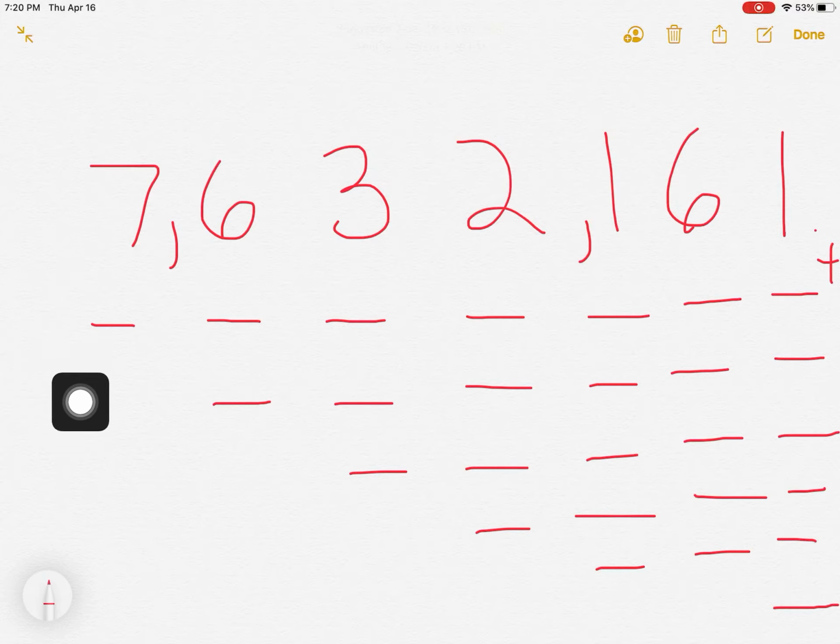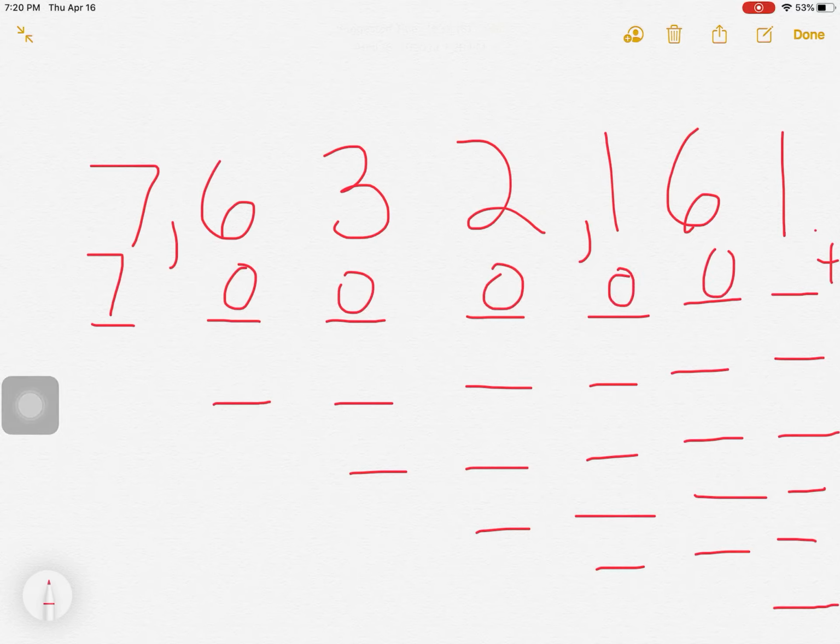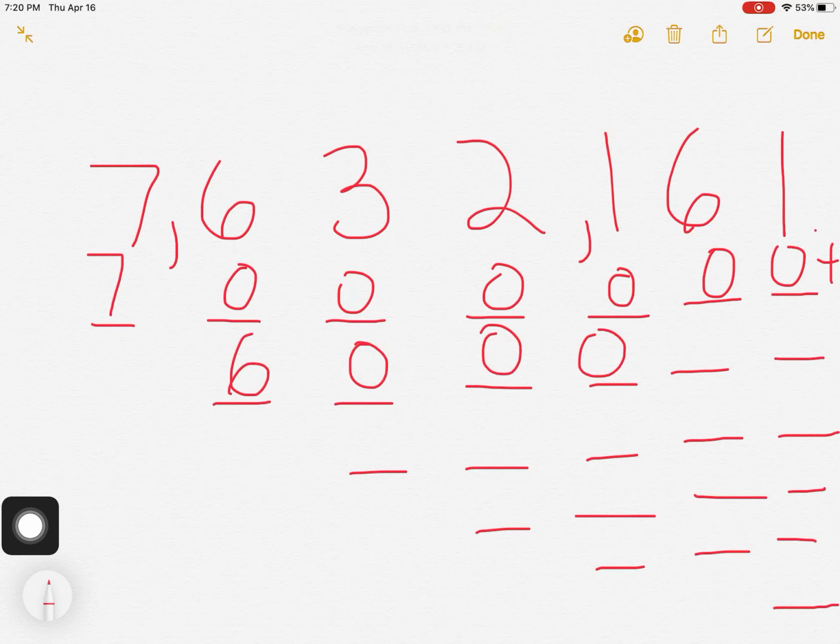So now getting back to expanded form. For our first number, for our first set right here, we are going to drop the first number. So 7 and the rest is zeros. Plus. Now go on to the next one. We drop the first number. 6 and the rest is zeros.